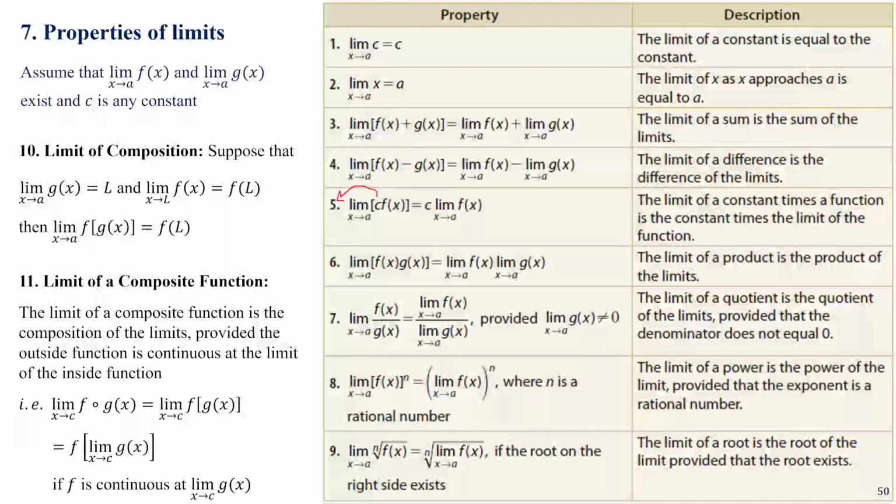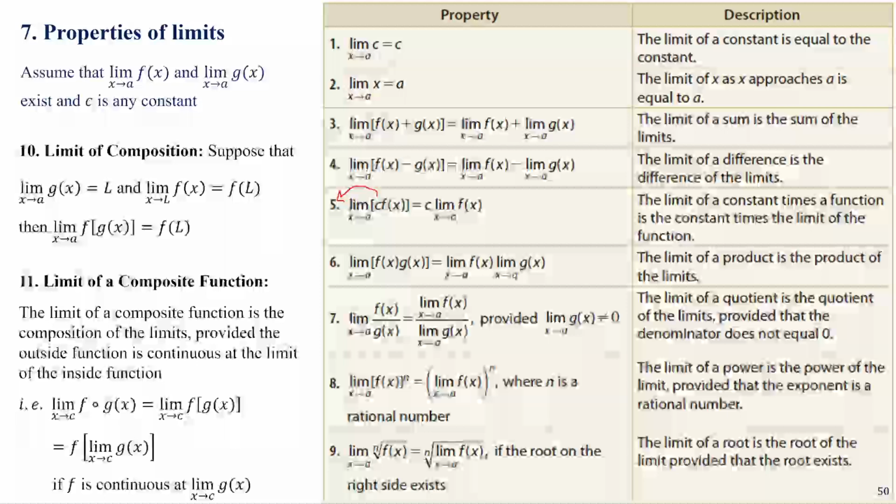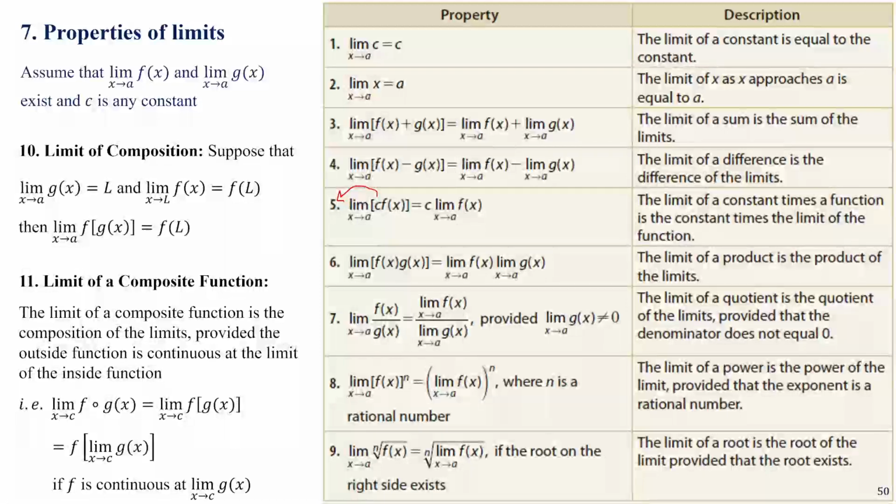Next, the limit of the product of two functions equals the product of the limits of the two functions. And this is also true if we change the multiplication sign to division sign. So number 7 is also true. And the limit of a power is the power of the limit, provided that the exponent is a rational number. The limit of a root is the root of the limit, provided that root exists. Number 10.